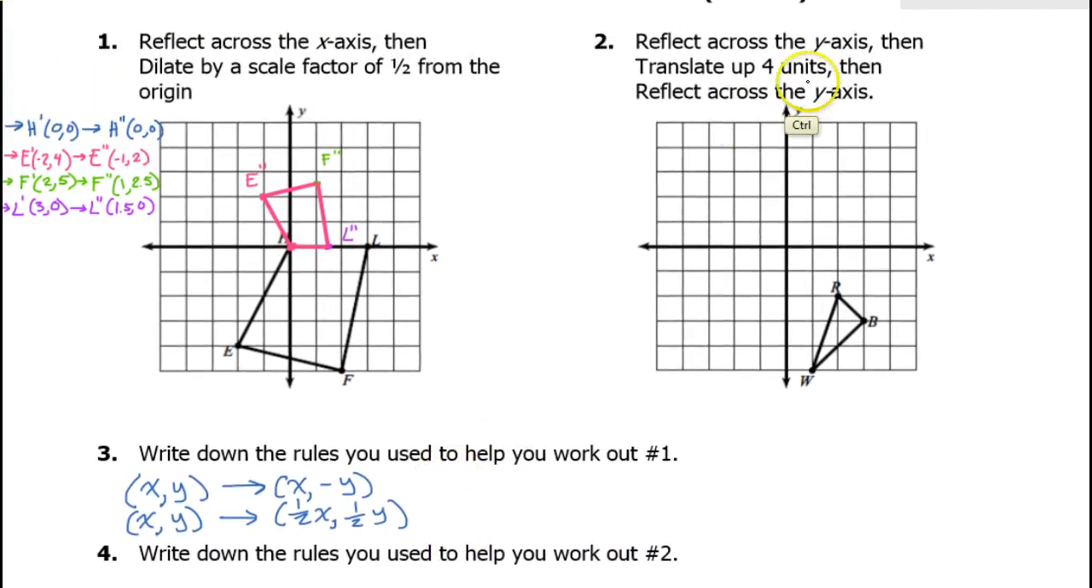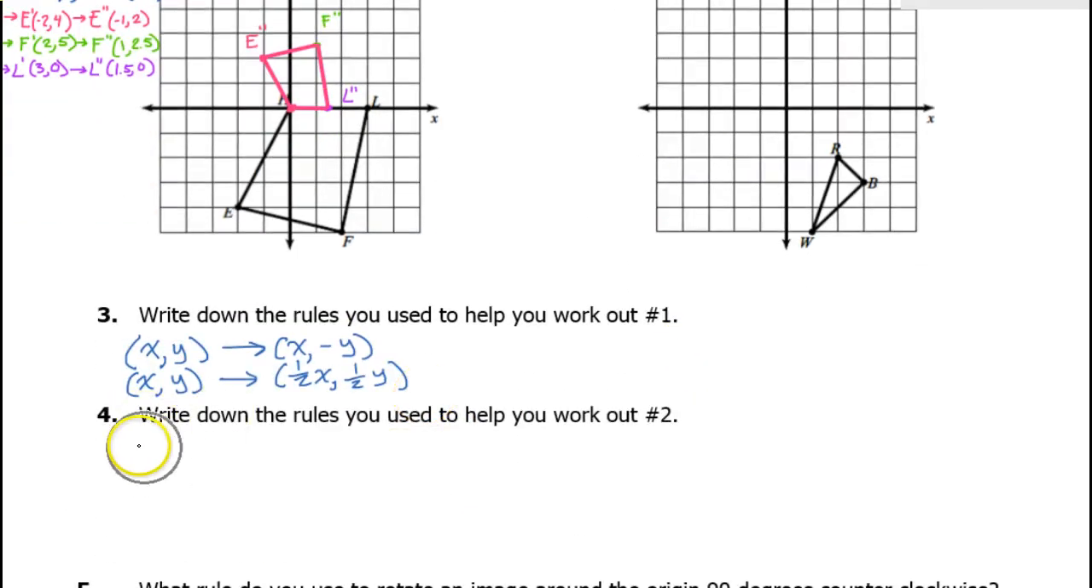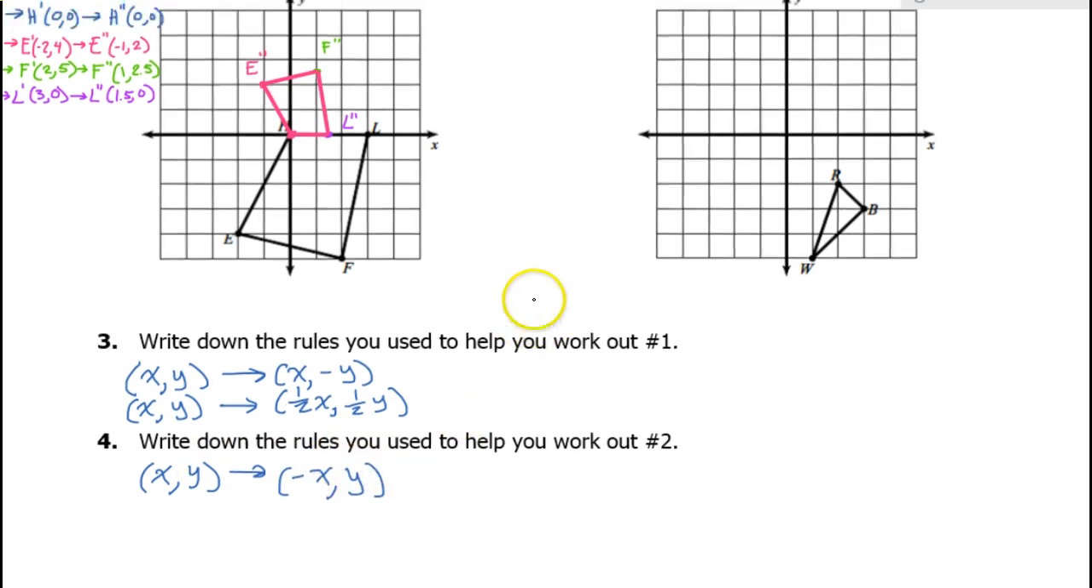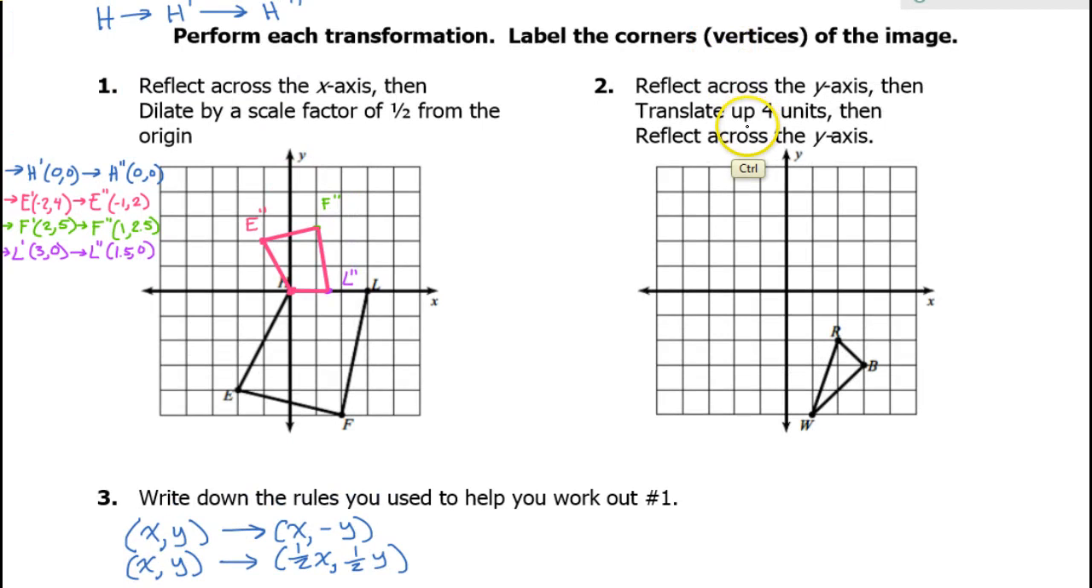So if I want to do a reflection across the y-axis, I know that the y value will stay the same. So x comma y will become negative x comma y. See how the y value stayed the same. And we'll use that twice.